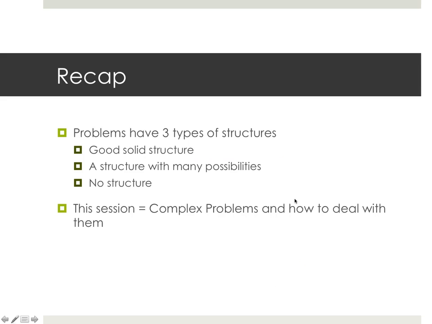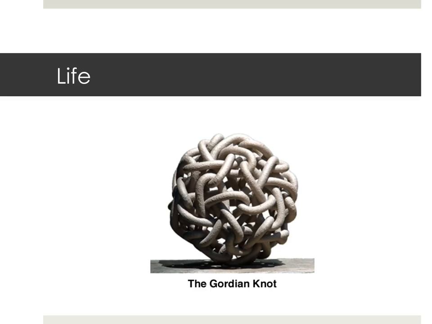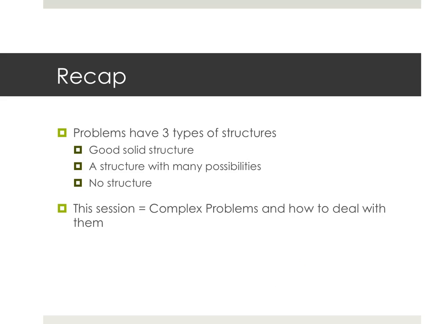All right, problems have three types of structures. They have a good solid structure, so it's an easy problem. A structure with many possibilities or no structure. This is a structure with many possibilities. It's a Gordian knot.